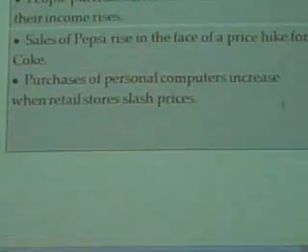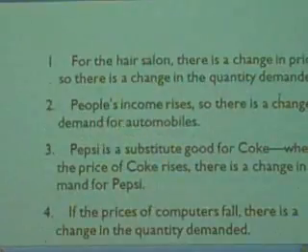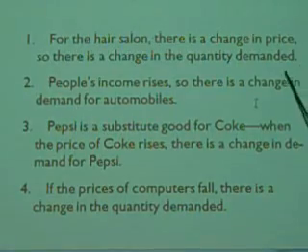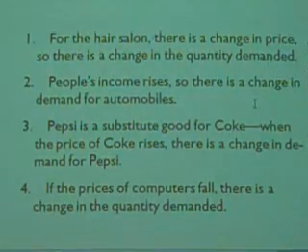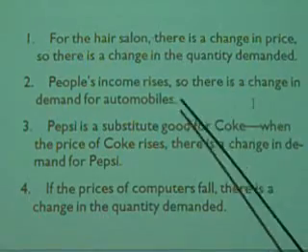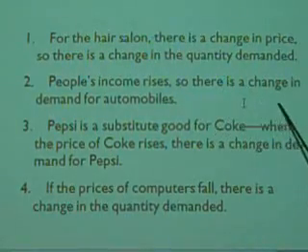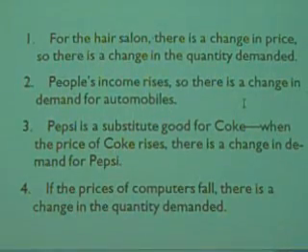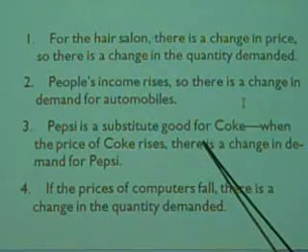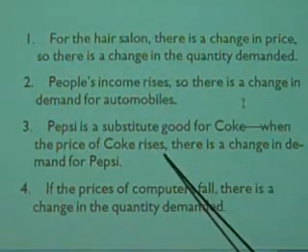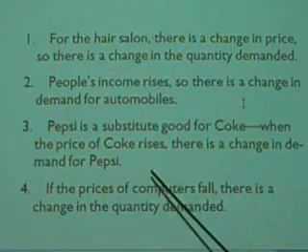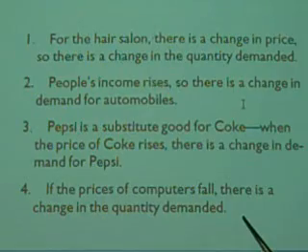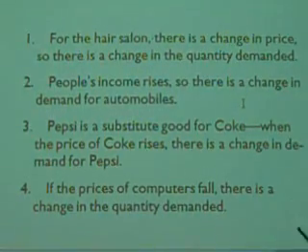Done already? Well, the answers you should have gotten look like this. For the hair salon, there's a change in price, so there's a change in the quantity demanded. That is, there'll be a movement up and down the demand curve. For number 2, when people's income rises, there's a change in demand for automobiles. The demand curve is going to be shifted to the right. Pepsi is a substitute good for Coke, so when the price of Coke rises, there's a change in demand for Pepsi. Finally, if the prices of computers fall, there's a change in the quantity demanded. It's movement along the demand curve.